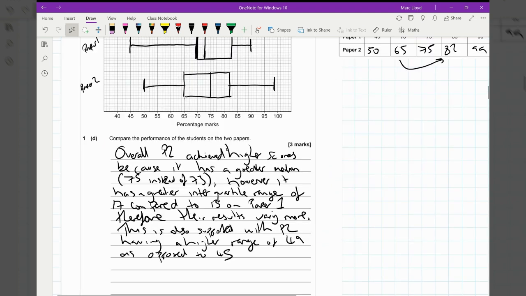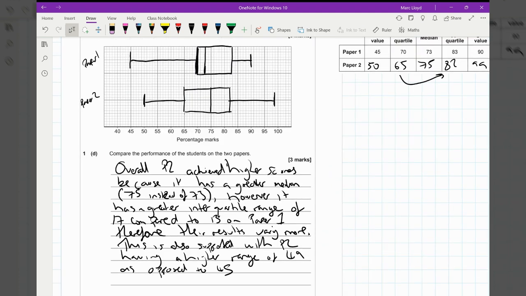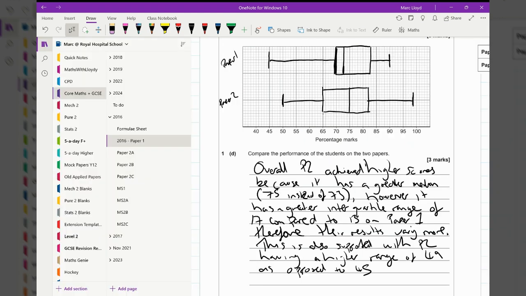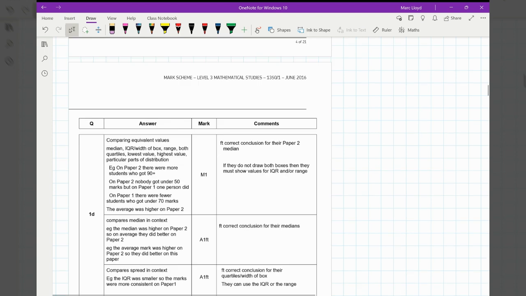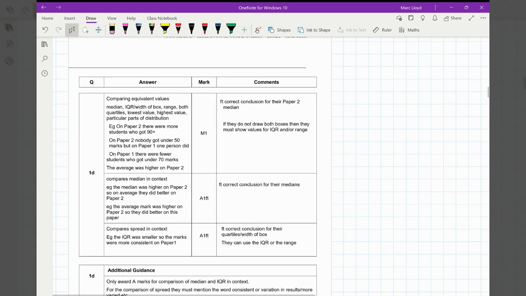No, there's nothing else. I'm just going to look at that mark scheme, have a look at part D, have a look at what they're asking for. So let's go down to mark scheme. So yeah, so the first mark, comparing equivalent values. So the median, interquartile range, width of the box, happy with that. Compares the median in context. So the median was higher on paper 2, so on average they did better. So we definitely mentioned that.